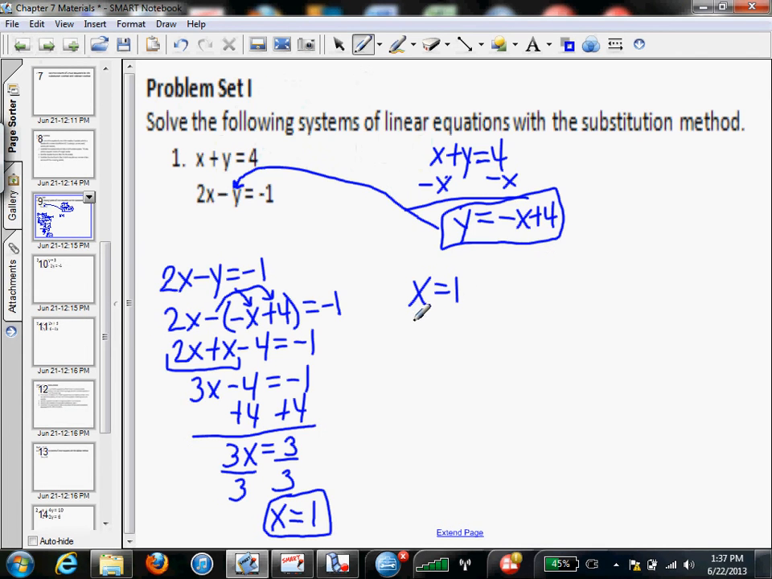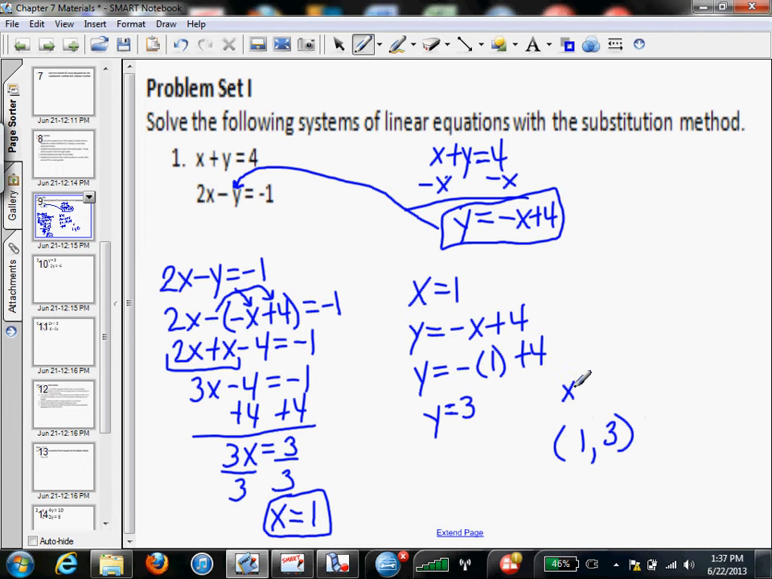So we have x equals 1. Let's take y equals -x plus 4. That's what we solved for originally, and this time, since we know that x is equal to 1, just plug a 1 in for x and solve. So we have -1 plus 4 is 3. So the solution to this system of linear equations is the coordinate pair 1 for x and 3 for y.